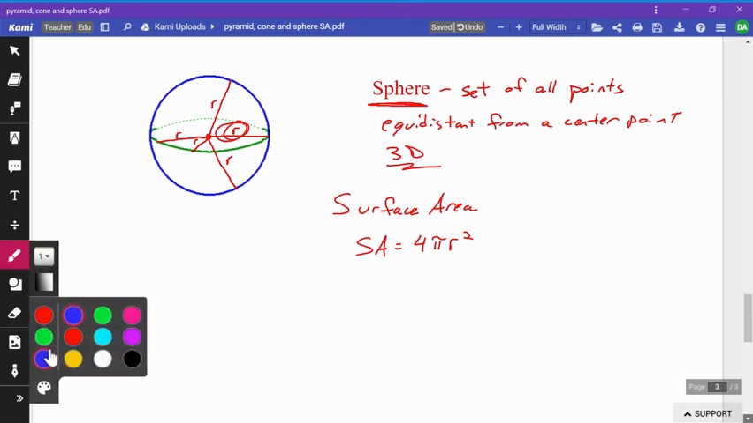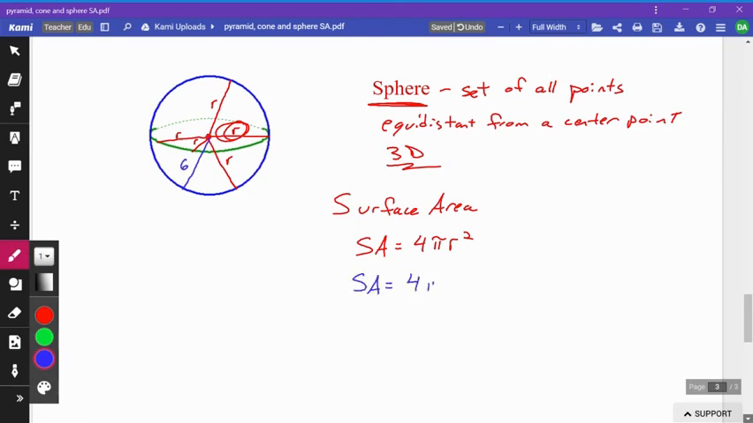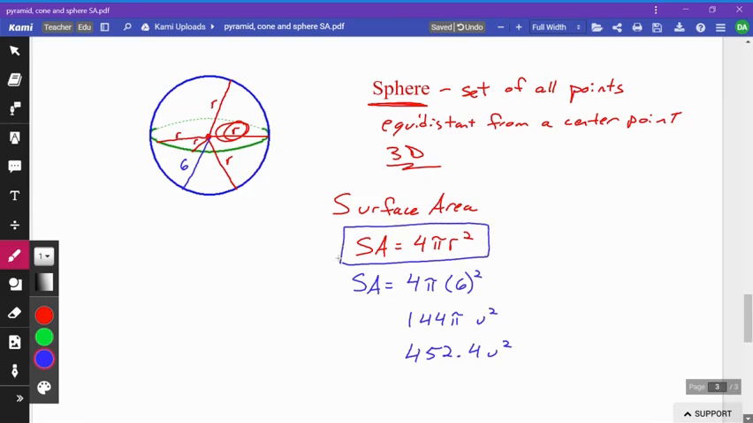And so if I were to do an example in which the radius is 6, my surface area would equal 4 times pi times 6 squared. Now that as an exact answer would be 144 pi units squared, which as a decimal approximation would be 452.4 units squared. So remember, I have one measurement that makes a sphere. I could get an exact answer for the surface area, or I could get a decimal approximation.